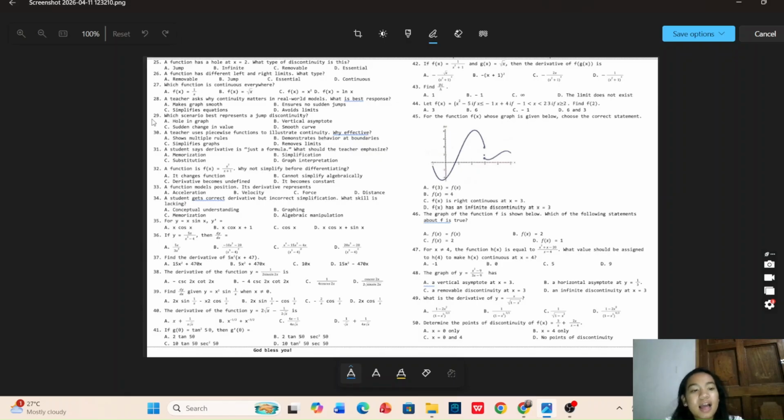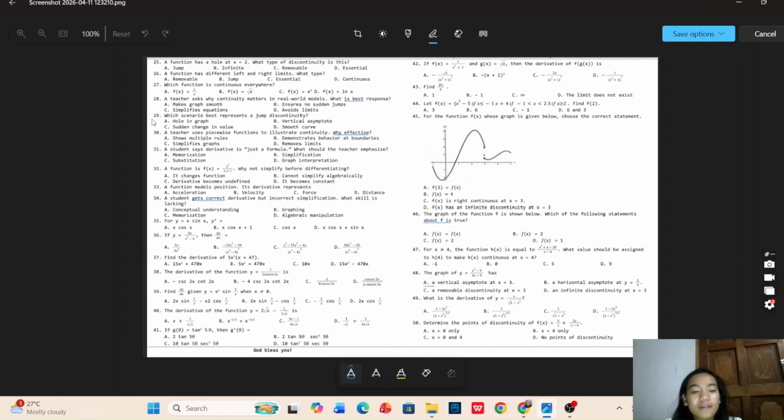Number 33. A function models position. Its derivative represents: the choices are acceleration, velocity, force, and distance. The correct answer of number 33 is letter B. It's velocity, because the derivative of position gives velocity. Number 34. A student gets the correct derivative but incorrect simplification. What skill is lacking? The correct answer for number 34 is letter D.